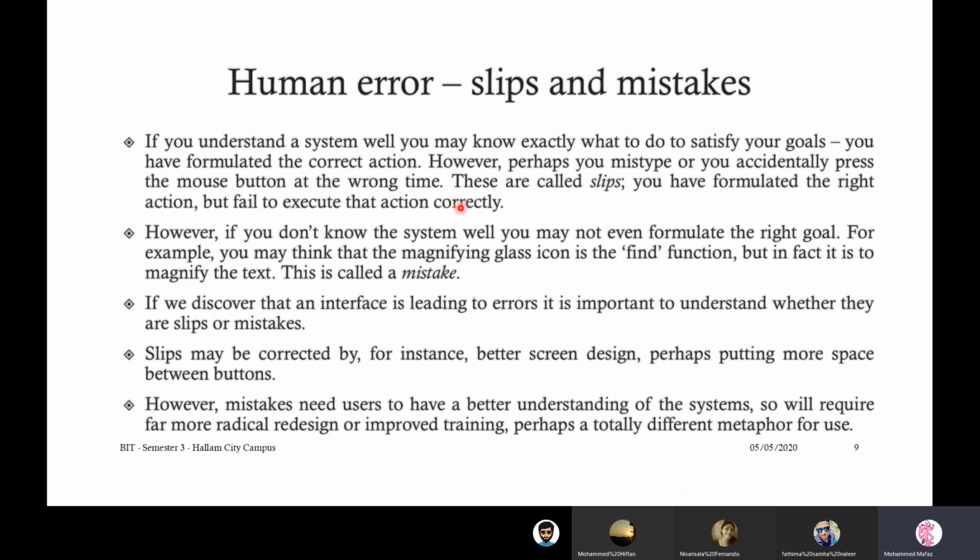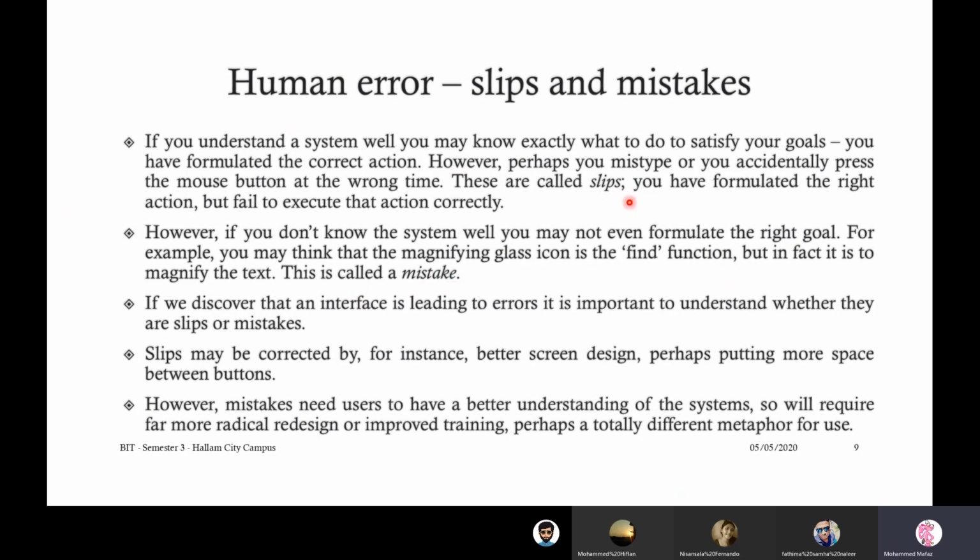Your intention and action sequence are correct, but the order in which you executed the action has failed. That is called a slip. However, if you don't know the system well, you may not even formulate the right action. For example, you may think that the magnifying glass icon that you see is the find function, but in fact it is to magnify the text. So here there is an understanding issue. This is called a mistake, right?